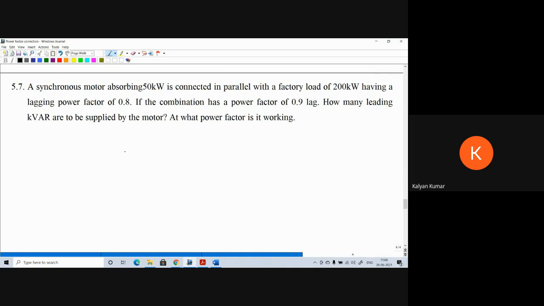A synchronous motor absorbing 50 kilowatts is connected in parallel with a factory load of 200 kilowatts, having a lagging power factor of 0.8. The combination has a power factor of 0.9 lag. How many leading kVAR are to be supplied by the motor? At what power factor is it working?